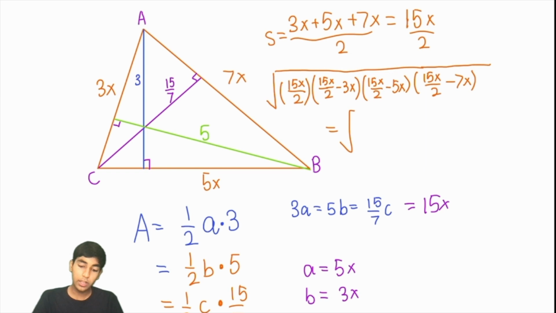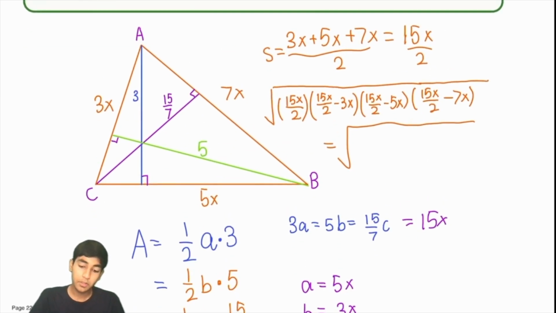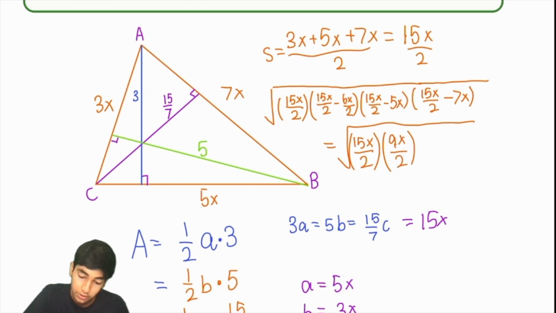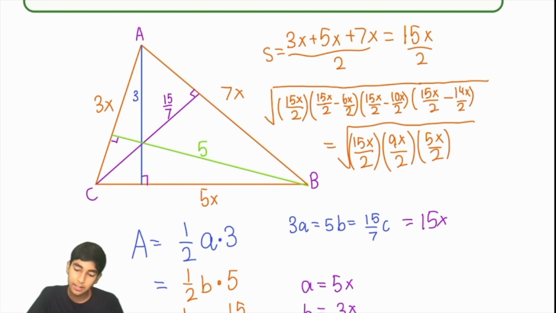And now we can rewrite this. 15x over 2, of course, just stays like that. 15x over 2 minus 3x, that's 15x over 2 minus 6x over 2, which is 9x over 2. And 15x over 2 minus 5x, that's minus 10x over 2, that's 5x over 2. And minus 7x, which is 14x over 2, that's half x, or simply x over 2.